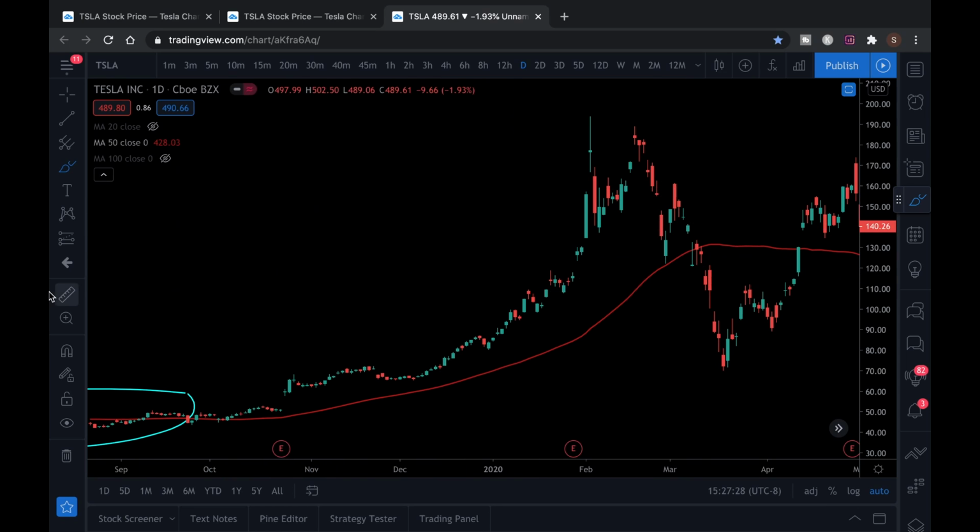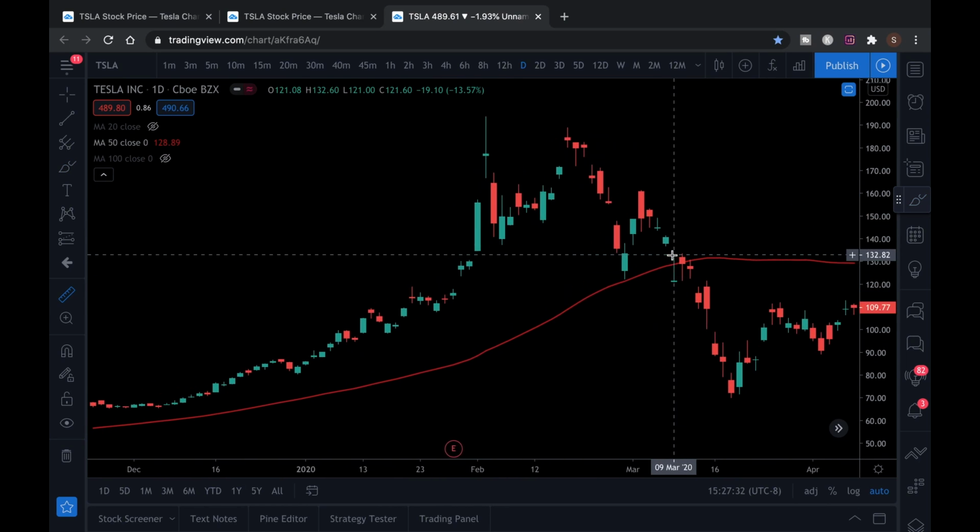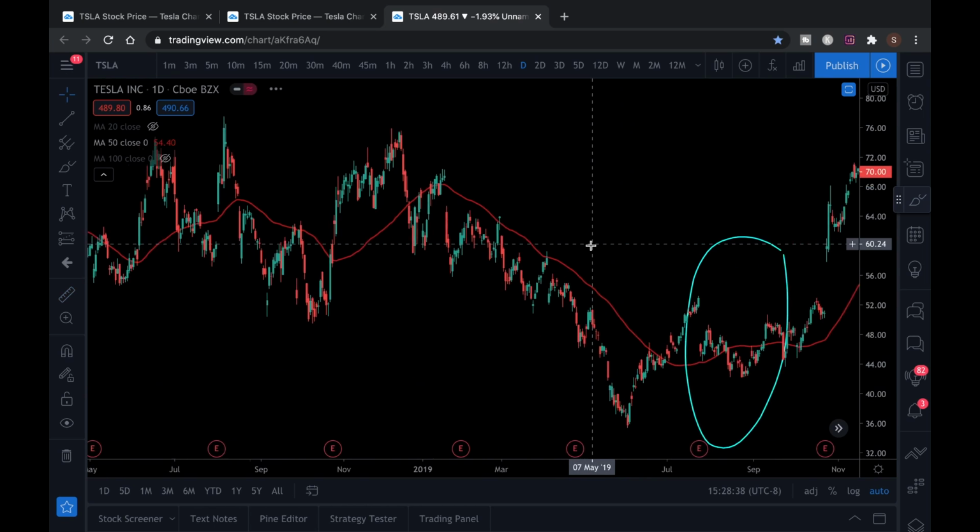That is a beautiful swing right there. Let's just zoom in to a T, guys. Look here, what do we have here?